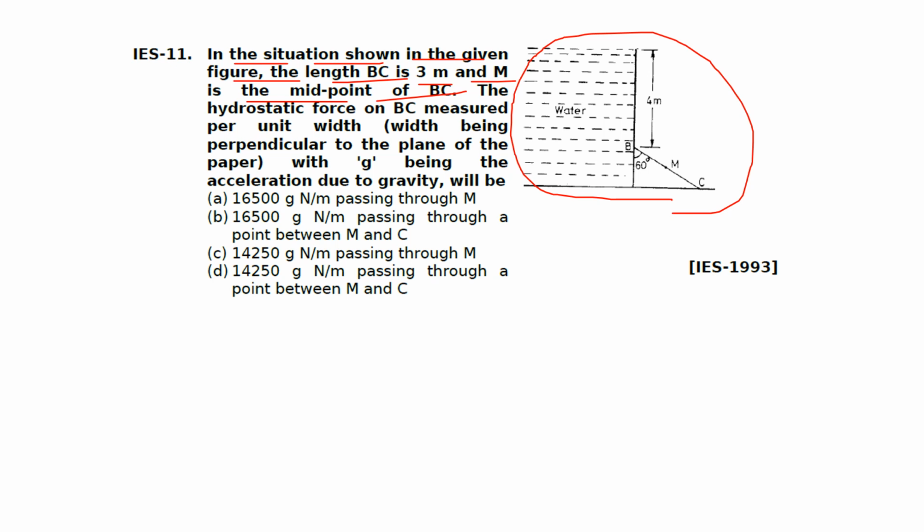M is the midpoint of BC, the hydrostatic force on BC. The hydrostatic force on BC measured per unit width, being perpendicular to the plane of the paper, with g being acceleration due to gravity, will be.